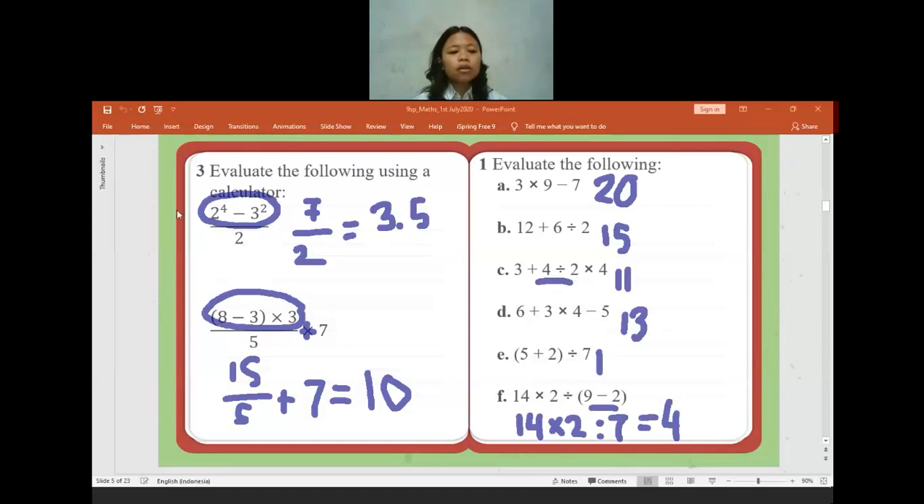Teacher, did I get it wrong? 14 times 2, how many? 24. 28. 28, okay. And then 28 divided by 7, how many will it be? I miscalculated, I thought it was 24 earlier. Okay. Is there anyone who is confused? Nope.